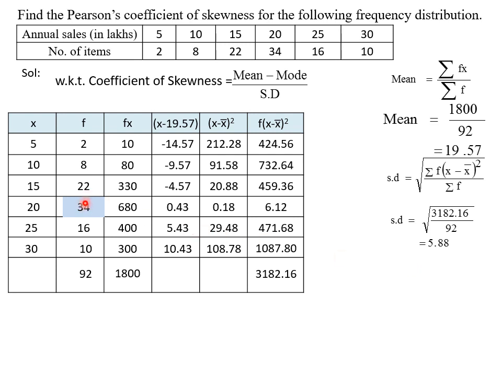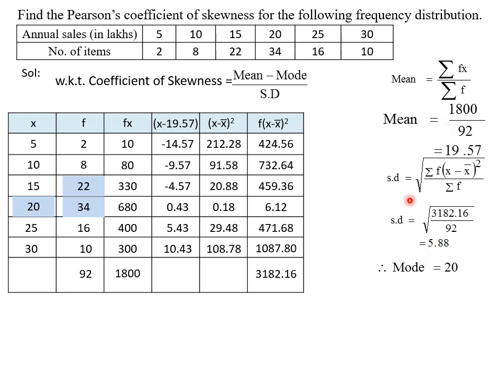For finding mode, you have to see the frequency. Which one is the highest value? 34 is the highest value. The next highest value is 22. Now find the difference between these two. If it is greater than 3, we can find mode directly, or else we have to find mode with the help of the empirical formula. Here the difference is greater than 3. Therefore, mode is obtained by the direct method. So the corresponding x value of the highest frequency is 20. Therefore, we can call mode as 20.